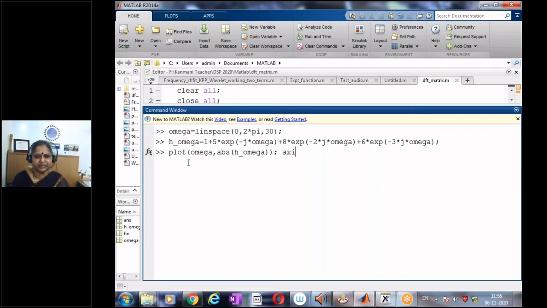H omega, and let me set my axis. The axis is going from 0. It's not required, but it's better to define the interval so that it lies within a defined range. We know the maximum value is 20, so I'm putting the maximum as 22. Otherwise, we can leave it open and MATLAB will compute it itself. And let me also make the grid on. And if I have to give the title, this would be the magnitude response.